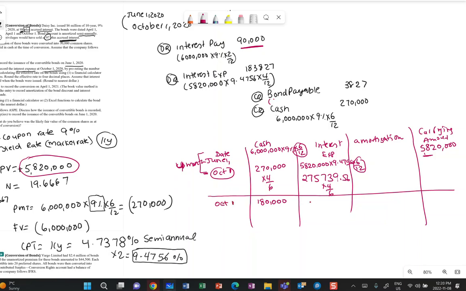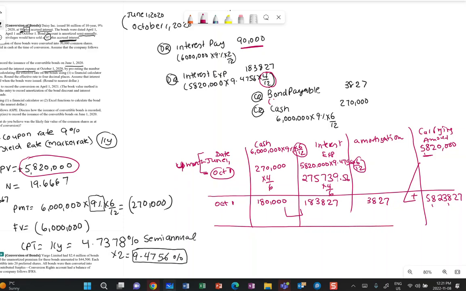And then if I were to do the interest expense, it will be 183,827. So you could do it this way, or you could do it by the table way. In this case, the difference between those two is your amortization, which is 3,827, and we are going to add it to get your next carrying value, and the next carrying value will be 58,23,827. So that's the carrying value.